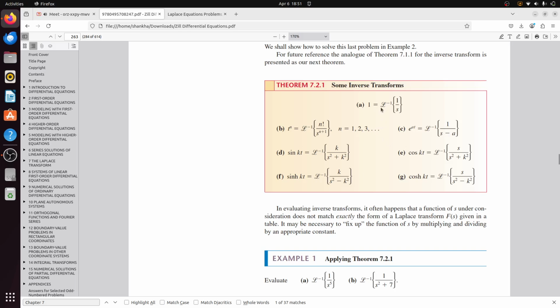So the inverse Laplace transformation of 1 by s is 1, the inverse Laplace transformation of n factorial by s^(n+1) is t^n, the inverse Laplace transformation of 1 by (s minus a) is e^(at). And we have also already learned that if your Laplace transformation is 2 e^(-3s) by s, then your function will be f(t) equal to 0 for 0 less than or equal to t less than 3 and equal to 2 for t greater than or equal to 3.